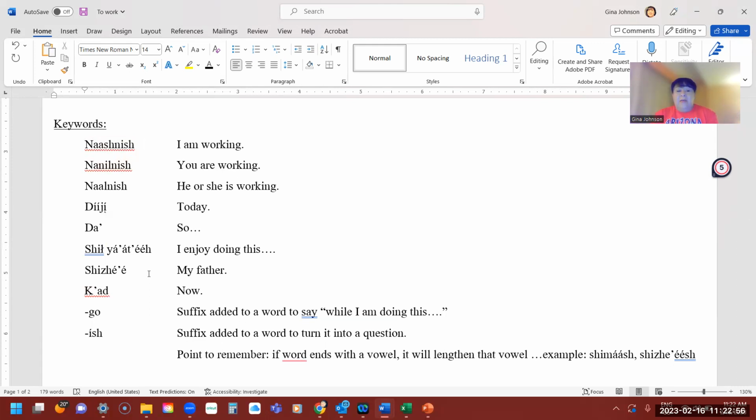The last one is ish. The suffix term ish, when you add that ish to a word, it turns into a question. You can do this with any word, even if it's a noun or an object, any word that you have, you just add that ish to the word. So if I wanted to do the Navajo and the English partnering here, if I said phone-ish, you're saying "the phone?" For example, car, car-ish, the car, motel-ish.